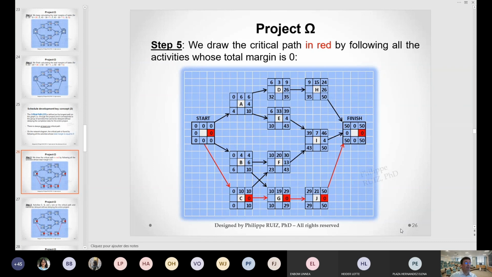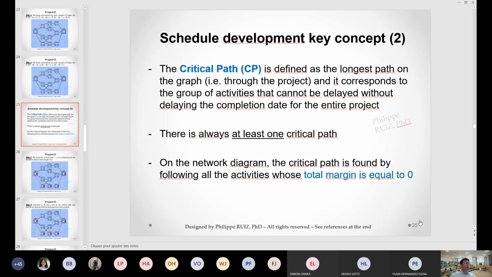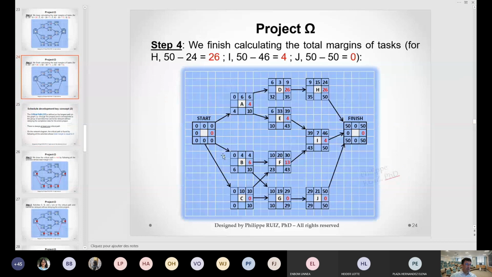Now, the critical path, because it's so important, is defined as the longest path on the graph. It corresponds to the group of activities that cannot be delayed without delaying the completion date for the entire project. There is always at least one critical path. There could be several, but there is always at least one. On the network diagram, the critical path is found by following all the activities whose total margin is equal to 0. So that's what I just did here.